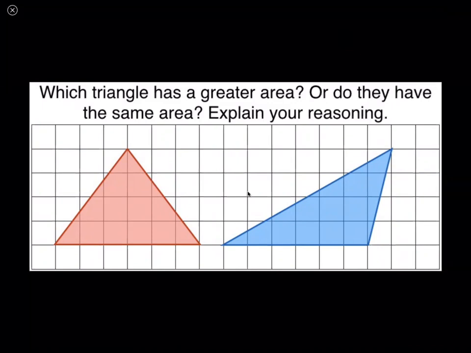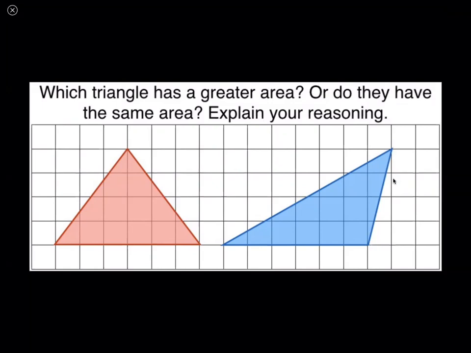Both triangles have the same area. The amount of area inside each triangle is unchanged, even though the vertex, the highest point of the triangle, has been moved to the right. So on this one, it's in the center, and on this one, the vertex is on the right side of the triangle. Even though the vertex has been moved, both triangles have the same base and the same height. And if they have the same base and the same height, that means they're going to have the same area.